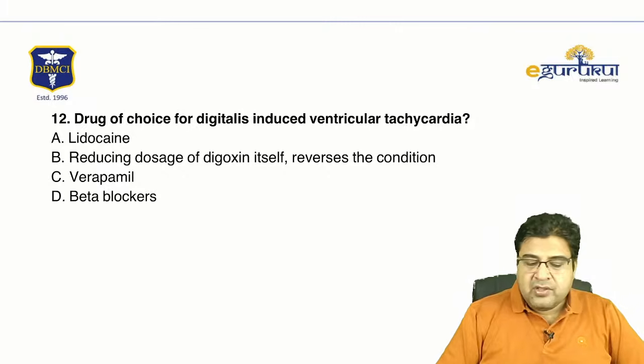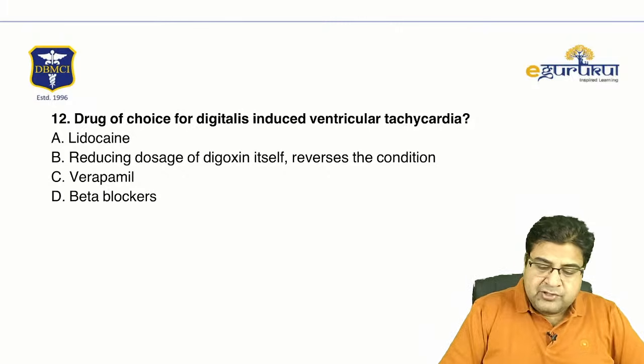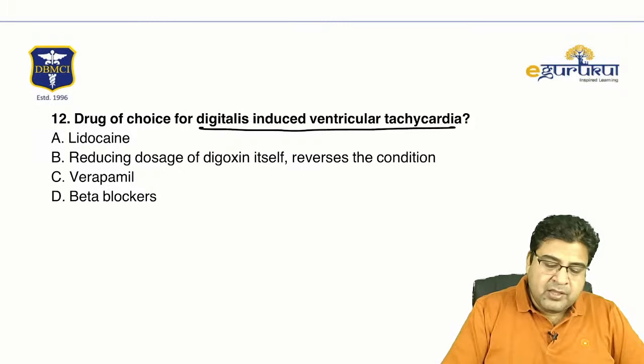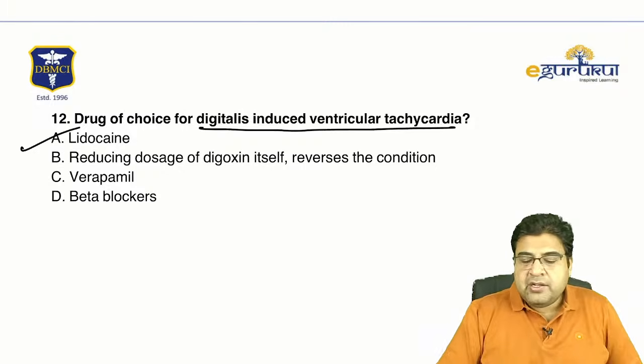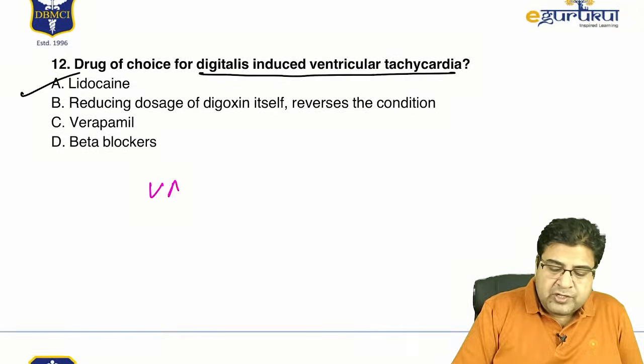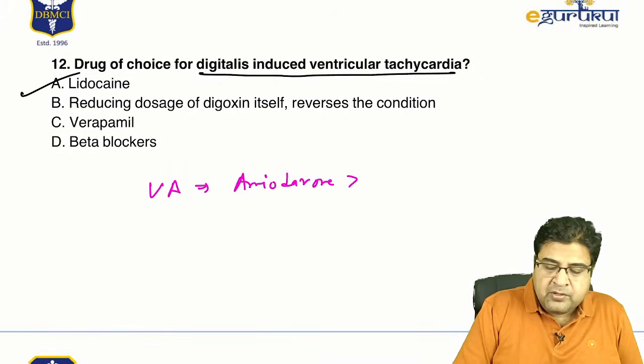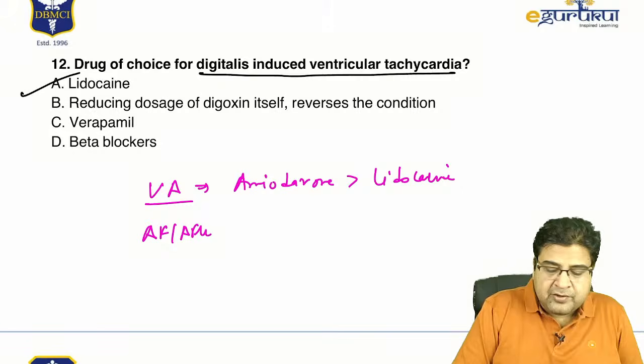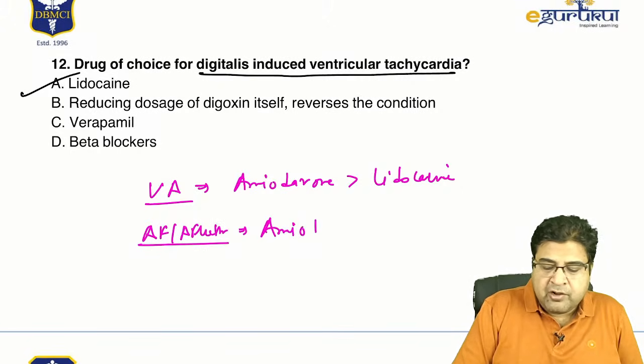Question number 12. What is the drug of choice for digitalis induced ventricular arrhythmia? Answer is lignocaine, right? So guys, what is the overall drug of choice for ventricular arrhythmia? For ventricular arrhythmia, we prefer to give amiodarone. Second, we give lidocaine. And for atrial fibrillation, atrial flutter, amiodarone is again the drug of choice.